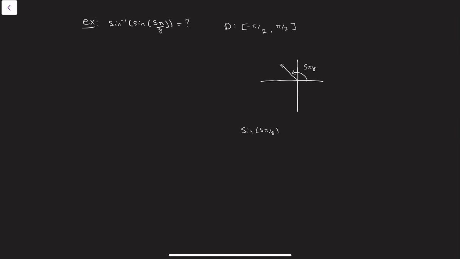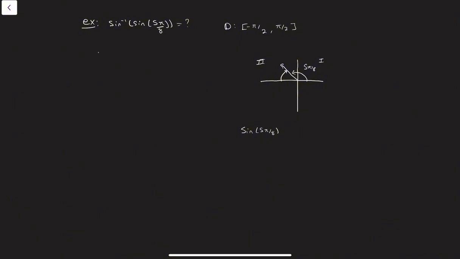Well, it turns out that if we're looking at sine, the values where sine is positive are in quadrant 1 and quadrant 2. So if we use the reference angle from quadrant 2, then we'll have the equivalent expression for the quadrant 1 value of sine 5 pi over 8.